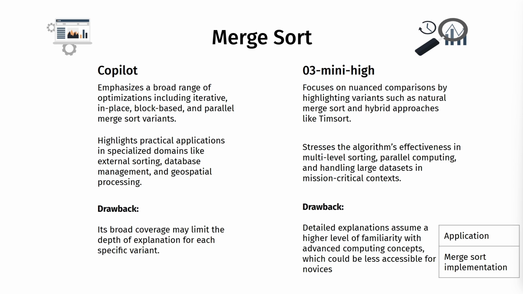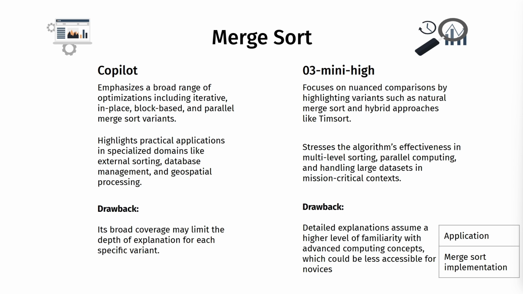In comparison, GPT-o3 Mini High focuses on nuanced comparison. This chatbot goes into detail about specialized variants like natural merge sort and hybrid approaches such as stem sort, showcasing how merge sort can be tuned for different data patterns. By highlighting multi-level sorting, parallel computing, and large-scale data sets, GPT-o3 Mini High underscores the algorithm's robustness and reliability. However, its drawback is that the detailed explanation assumes a higher level of familiarity with computing concepts, which could be less accessible for beginners.